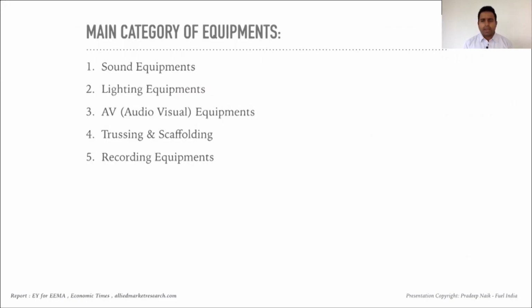So the main categories of equipments: first one is sound equipments, second one is lighting equipments, third one is audiovisual equipments, the fourth one is trussing and scaffolding, and the fifth one, last but not the least, is recording equipments. Each and every category plays its own important role in the show. As we go into detail, you will be able to understand how each and every element plays its own role.